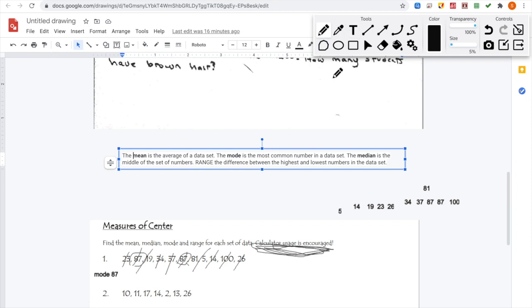So I'm going to find the range. My highest number is 100. My lowest number is 5. The difference between the two, 100 minus 5, my range is equal to 95.